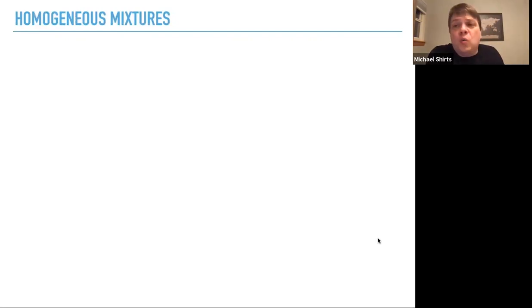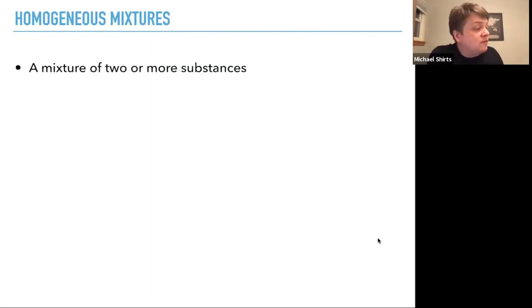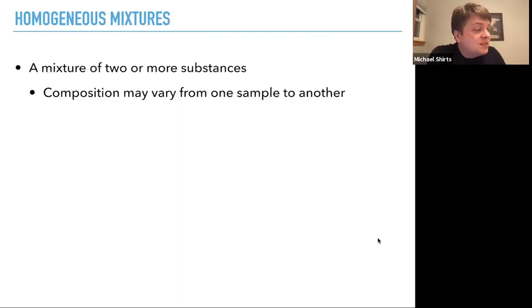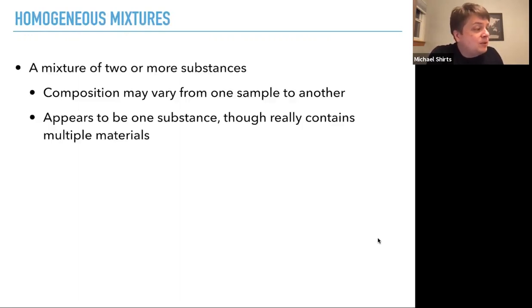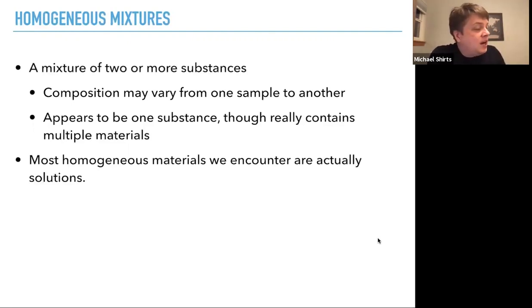So usually what we're interested in solutions is homogeneous mixtures. That's what we talk about when we say that things are truly dissolved. So a mixture of two or more substances, the composition may vary from one sample to another, but it appears to be one substance. It really contains multiple materials that are intermixed at a molecular level. So most homogeneous materials we encounter are actually solutions. They're not pure substances. They're solutions that are mixtures of multiple compounds.